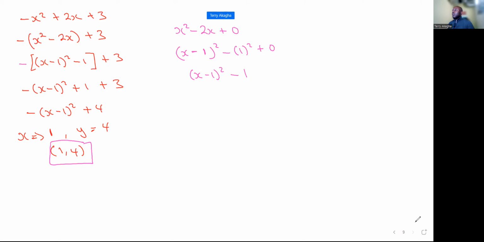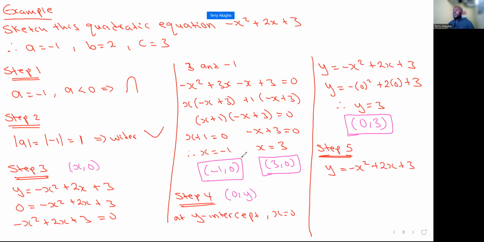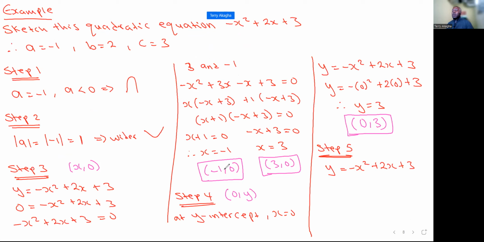That's step 6. So I'm going to write it here. Let me just bring all the points we have. We have the x-intercepts to be minus 1, 0, and 3, 0. If you look at it back, let's go back and be sure. Minus 1, 0, 3, 0. We have the y-intercept to be 0 and 3.